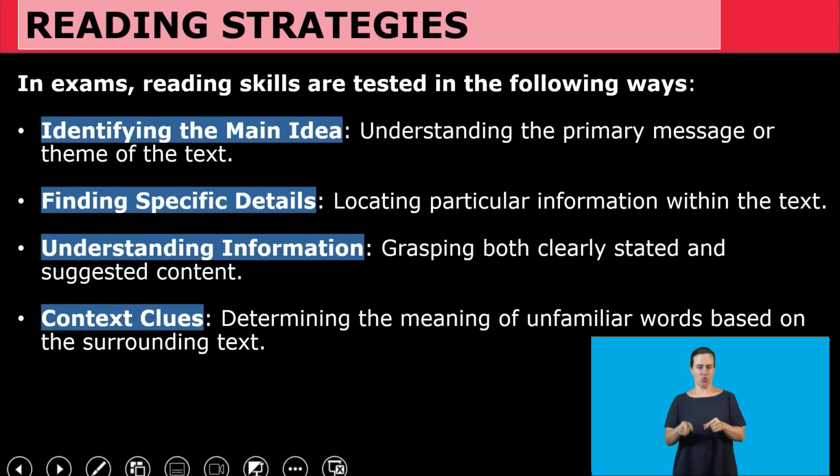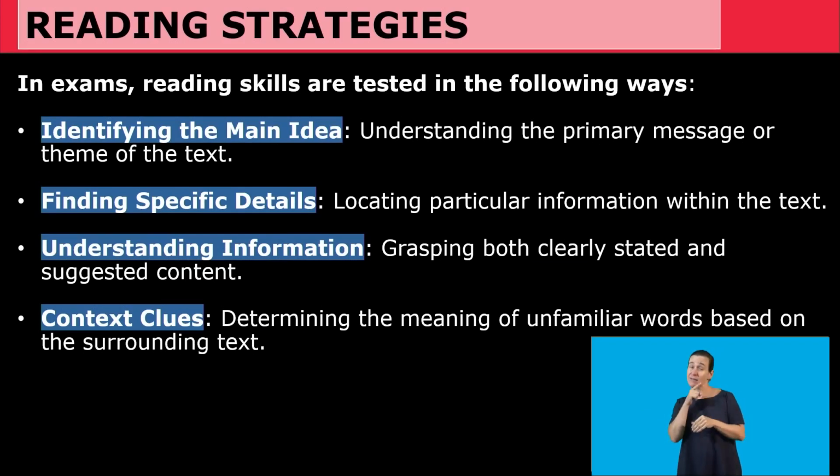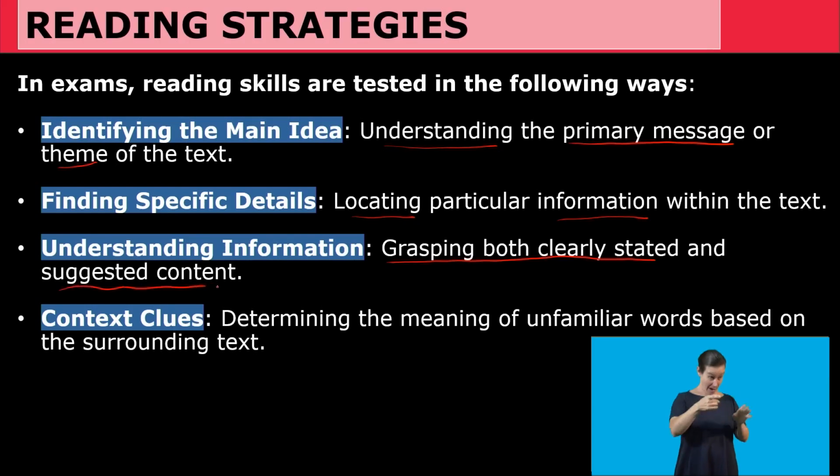In exams, reading skills will be tested in the following ways. You will be tested on identifying the main idea. That means understanding the primary message or the theme of the text. You will also be asked to find specific details. You will have to locate particular information within the text. The next thing you must be able to do is understand information. That means grasping both clearly stated and suggested content. Context clues mean determining the meaning of unfamiliar words based on the surrounding text.